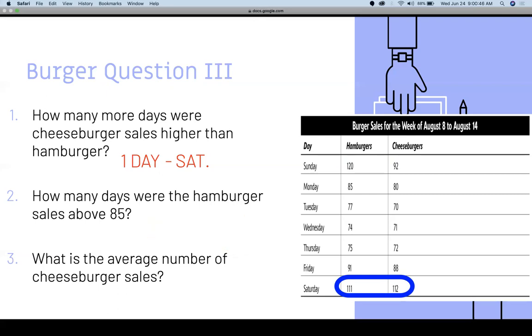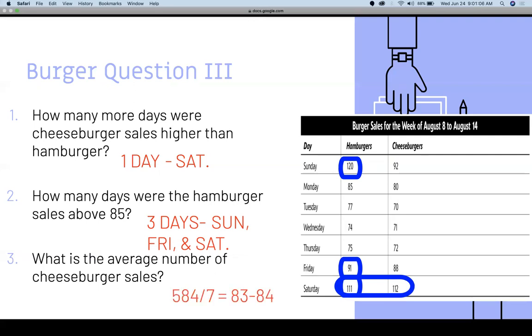Oh, sorry. How many days were the hamburger sales above 85? Well, we look at all hamburger sales and we just want to find when they're above 85, and that would be 3 days: Sunday, Friday, Saturday. And what was the average number of cheeseburger sales? This is a little bit more complex, so I'll give you the answer here. It's all the cheeseburgers added up divided by the number of days, which is 7. So it's between 83 and 84.